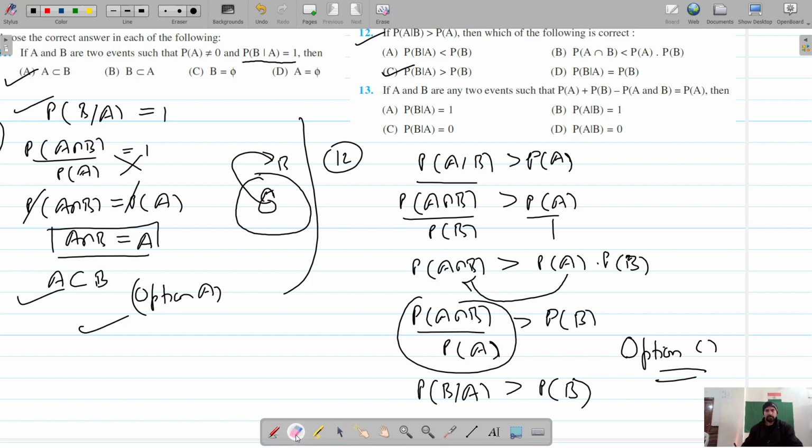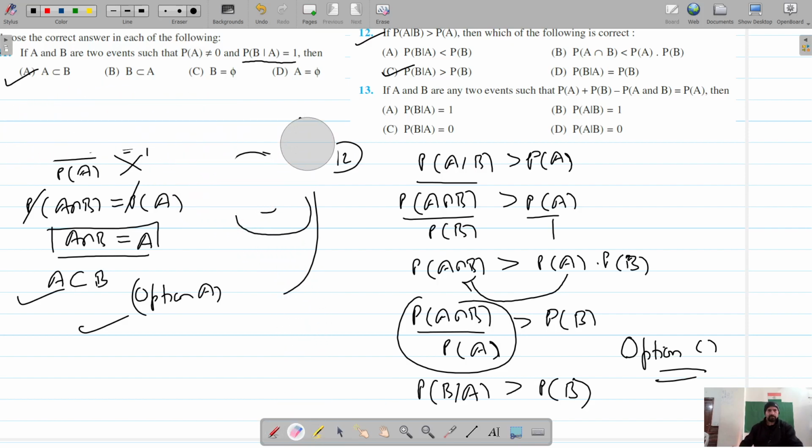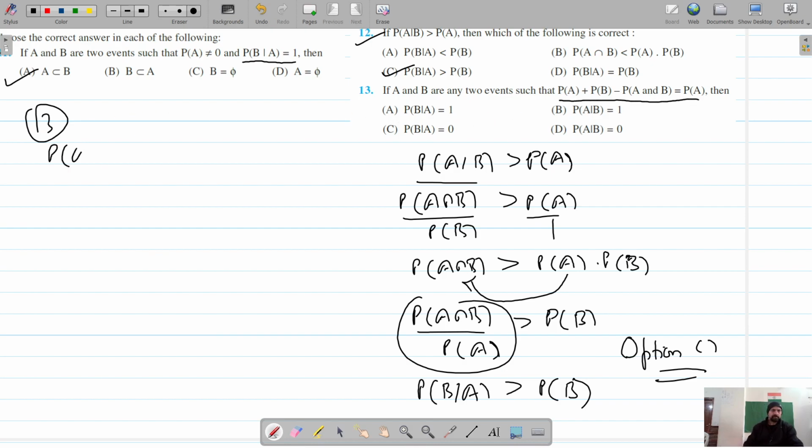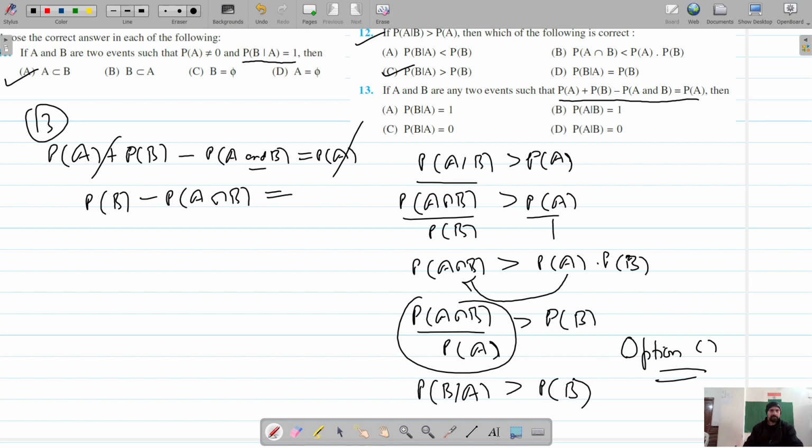And moving on to question number 13. For question number 13, it's given that the probability of A plus the probability of B minus the probability of A and B is equal to the probability of A. A and A get cancelled. So this is the probability of B minus the probability of A and B, where and means intersection, is 0. So the probability of A intersection B is equal to the probability of B.